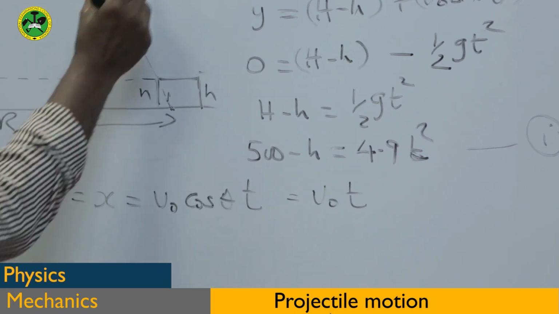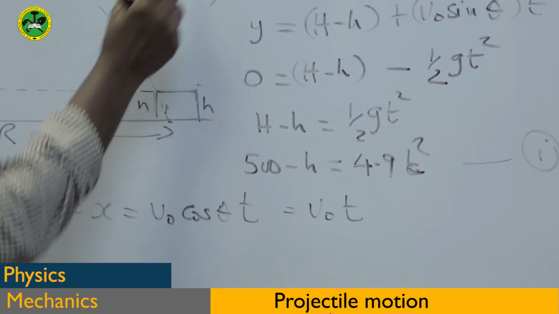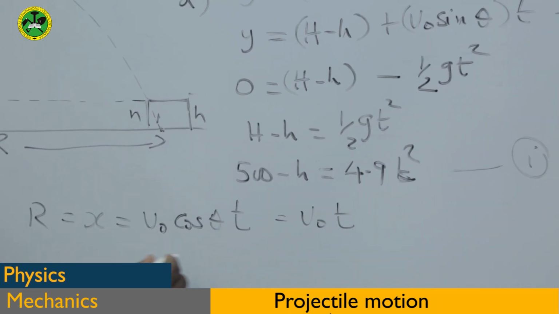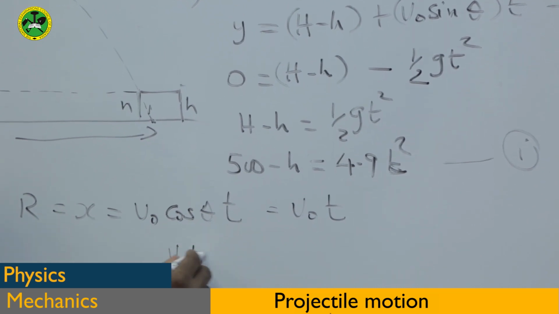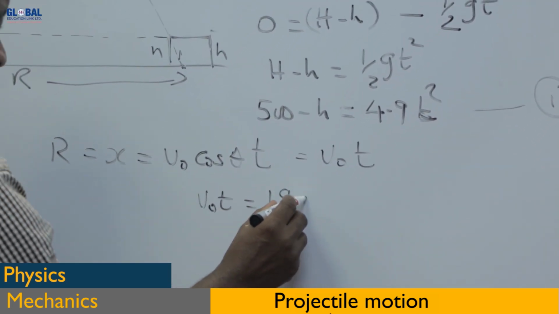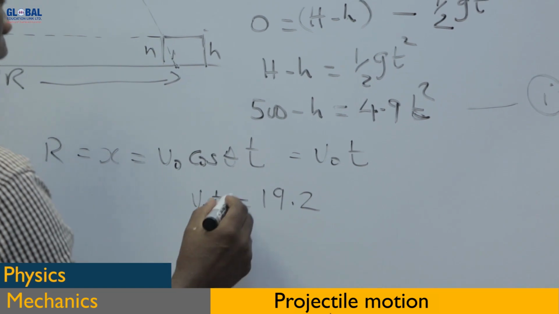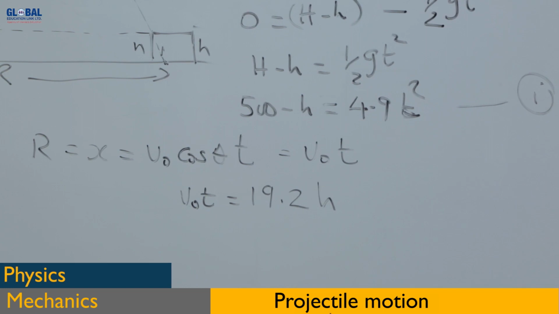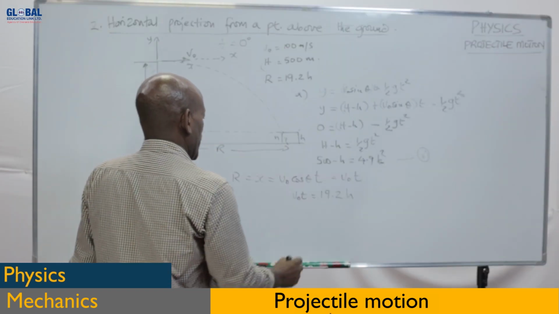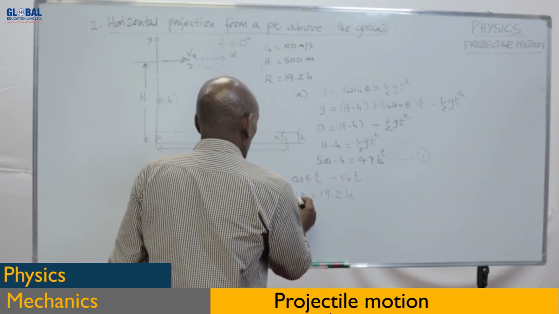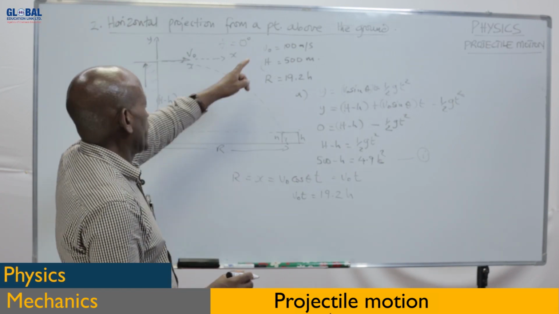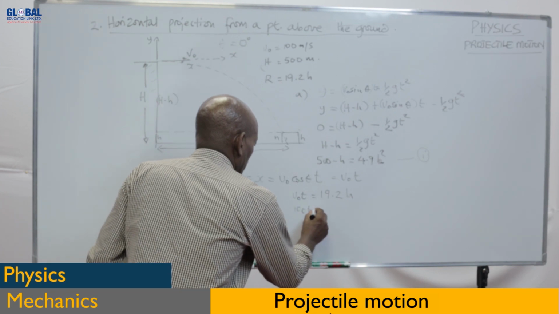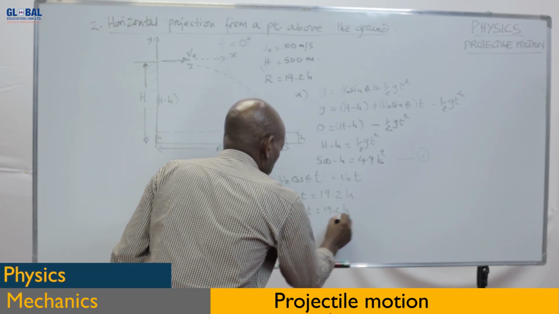This is just equal to 19.2 times the height of the platform. So we can first say that v naught times t is equal to 19.2 times h. And we all know what v naught is. The v naught is 100. So we take this to be 100 times t equal to 19.2 times h.